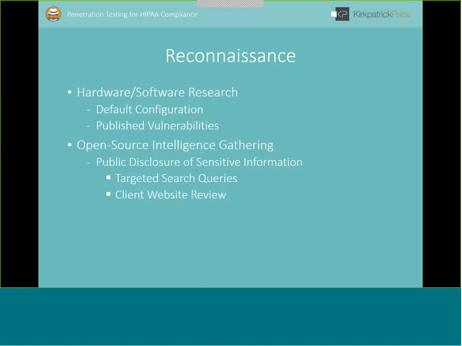We also use some search engines and tools that are not well known to your average IT person. Shodan is a good example of one of those that can give us some information about systems that are externally exposed before we ever have to send a packet to a system that belongs to you.